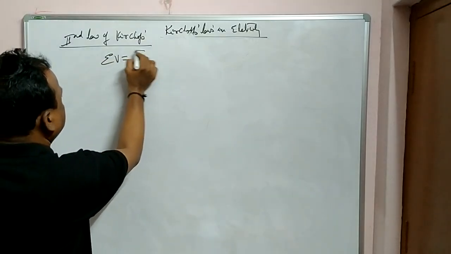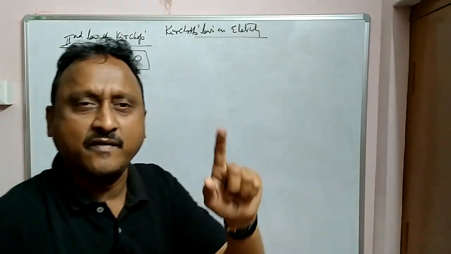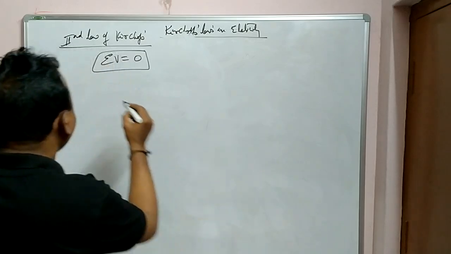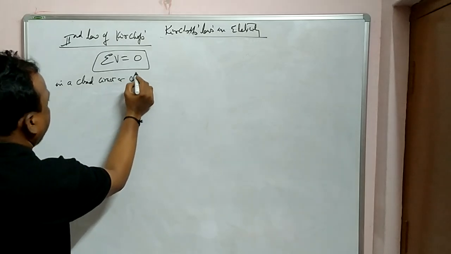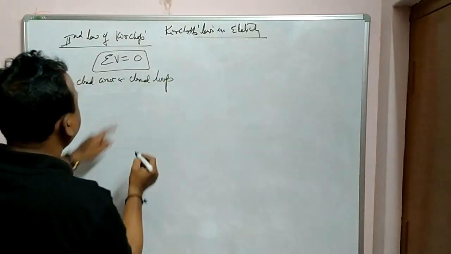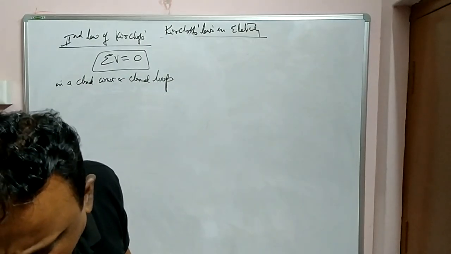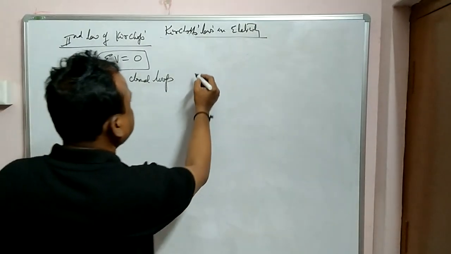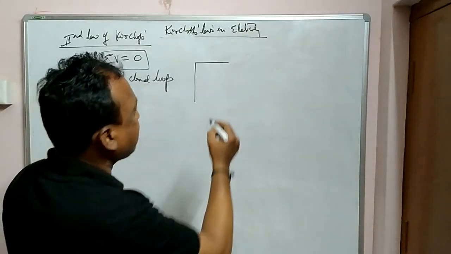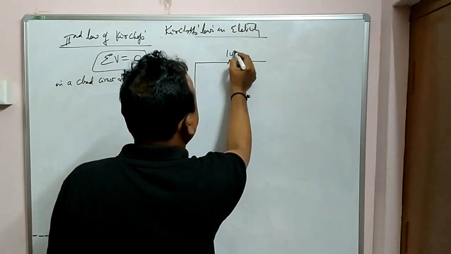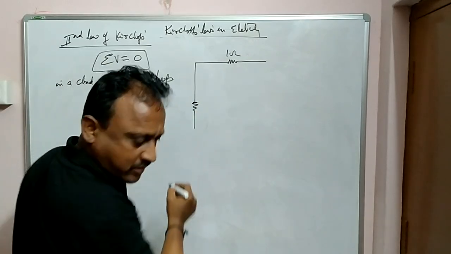Sigma V is equal to 0. What is sigma V here? That means the algebraic sum of the PDs, potential differences, in a closed circuit or closed loop is equal to 0. That's the point. I'll explain with a figure. I'll give you a small figure here. For example, see here, I am giving some values, it is better. 1 ohm, one battery is here.